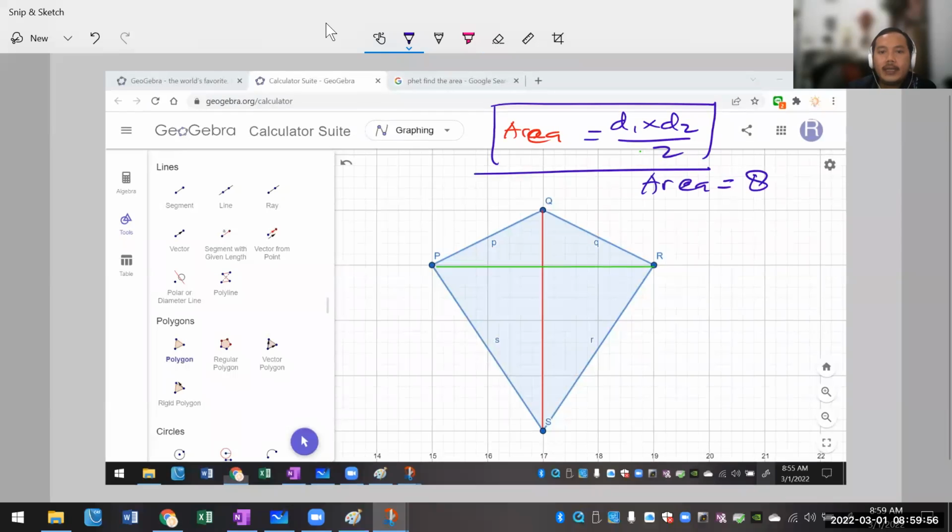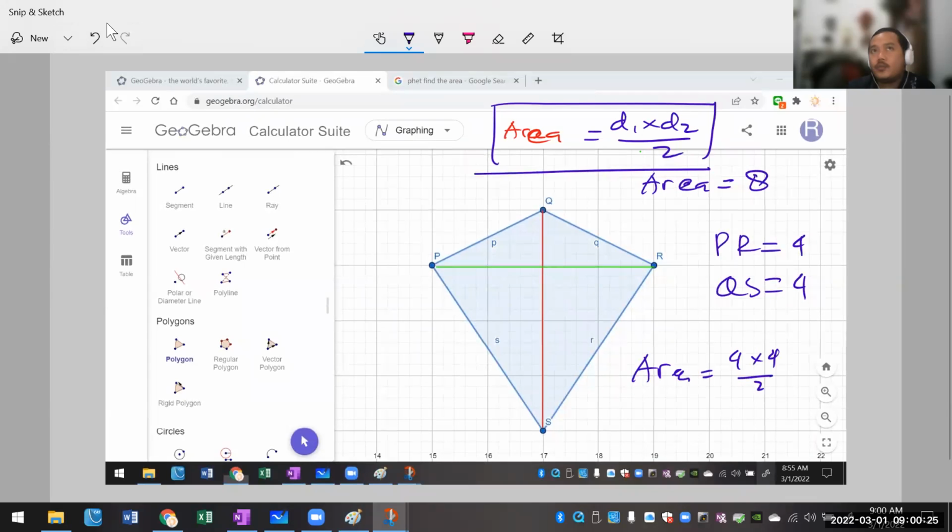Okay, so in here, guys, the PR is 4 units, right? 1, 2, 3, 4, 4 units. And then the QS, the other diagonal, will be equal to 1, 2, 3, another 4. That's 4, right? So if I use this formula and assume that PR and QS are the diagonals, the area will be equal to 4 times 4 divided by 2. 4 times 4 is 16. 16 divided by 2 is equal to 8. And you get the same exact answer.